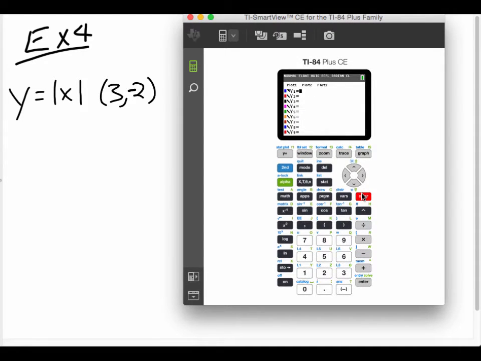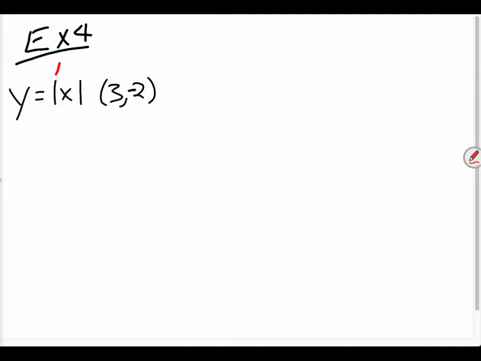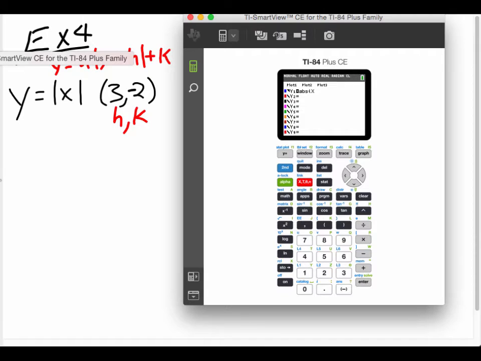So as I come over here and I'm going to clear this, I'm going to do second catalog, absolute value, and I've got x. But now to translate this to 3, -2, this is a +3. So remember that it's y is equal to a absolute value x minus h plus k, where this is h, k. So to translate that in my calculator, I'm going to say x minus 3, close the parentheses, plus 2. And that's pretty much it.